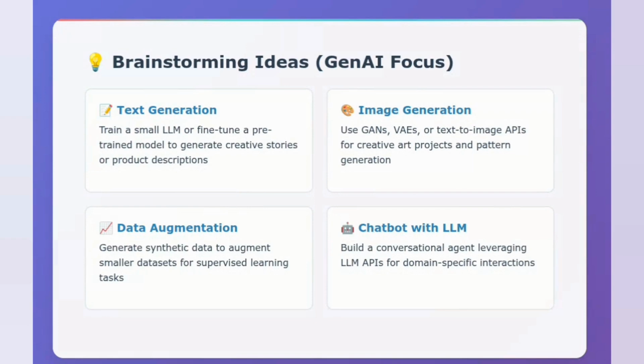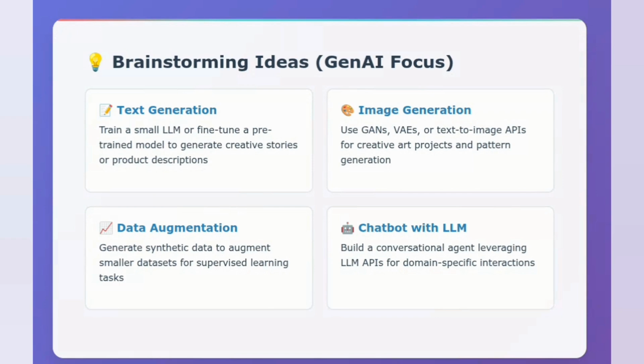Brainstorming ideas with a generative AI twist. Text generation: can you train a small LLM or fine-tune a pre-trained one to generate creative stories based on prompts, or generate product descriptions? Image generation: could you use a simpler generative model like a basic GAN or VAE to generate patterns or simple images, or use a text-to-image API for a creative art project?